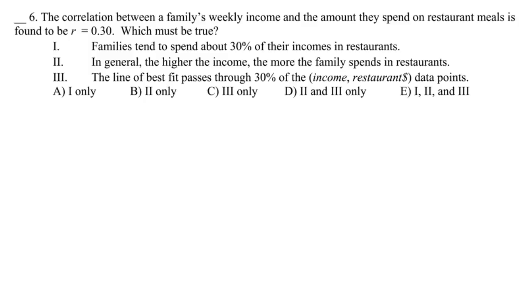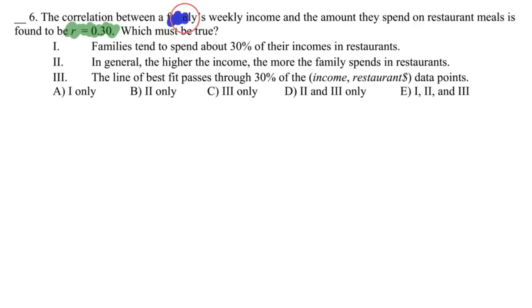Okay, in problem number 6, we're given a correlation value of 0.30. As a reminder, that's not very weak, but it's a weak association, and it's still a positive trend. That means as one thing goes up, the other value should also go up. So let's see what the two things being related here are.